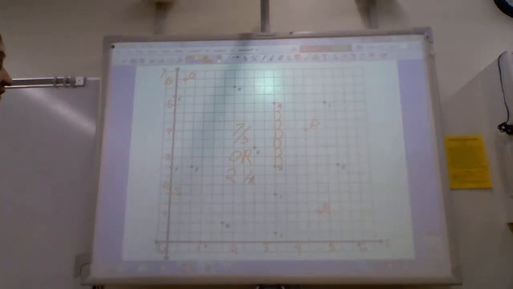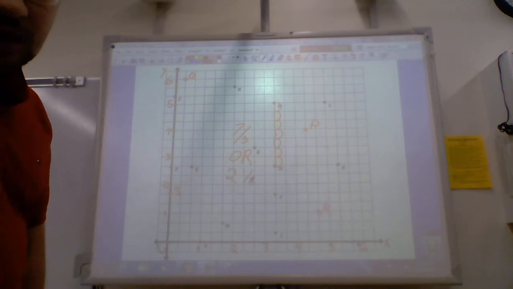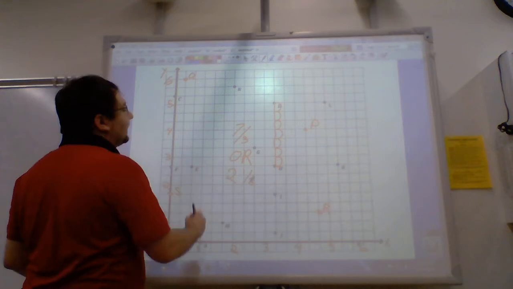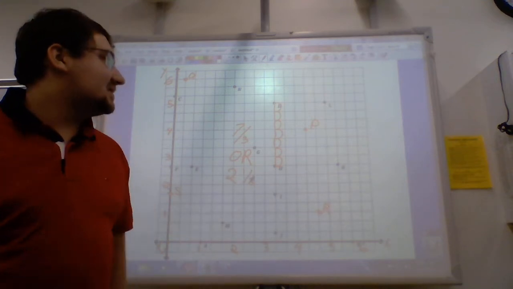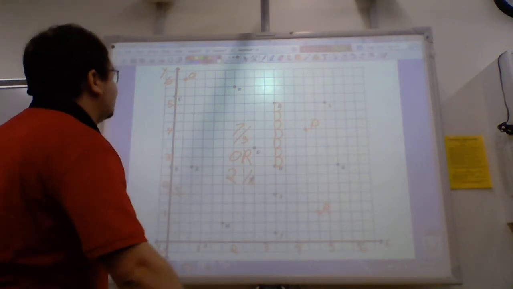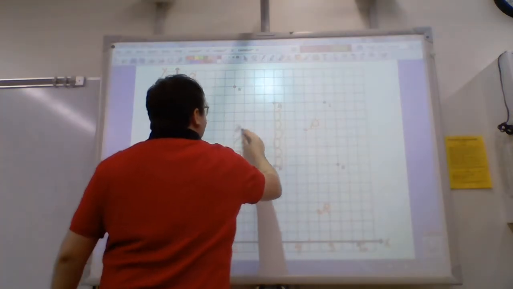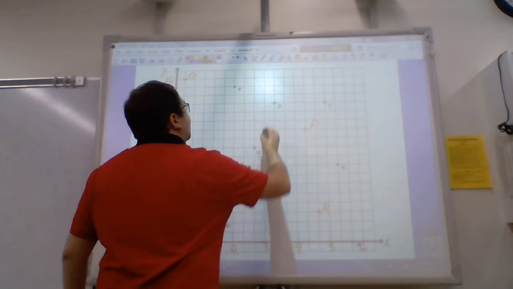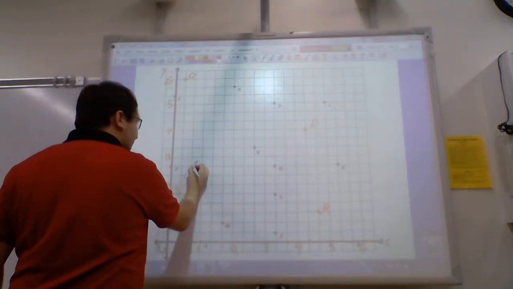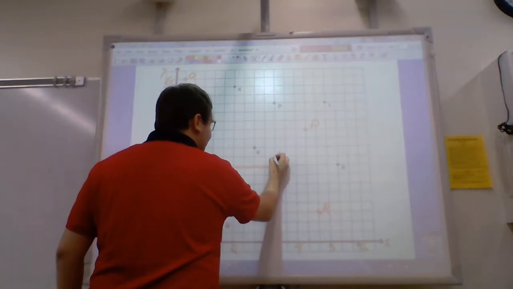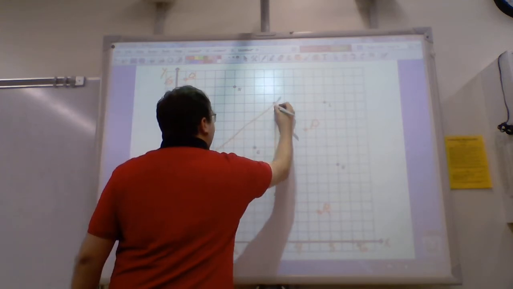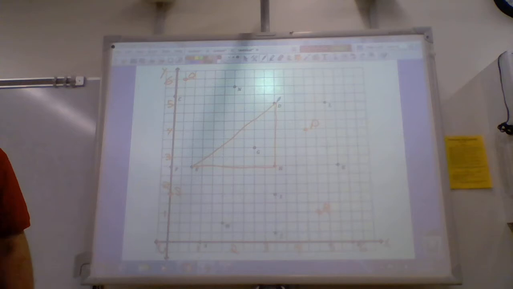Question M is asking, would the length of ED be greater or less than the distance of EH plus HD? Well, let's do a little bit of erasing here just so that we can see things better. So we have this distance plus this distance versus that distance. It forms a triangle.